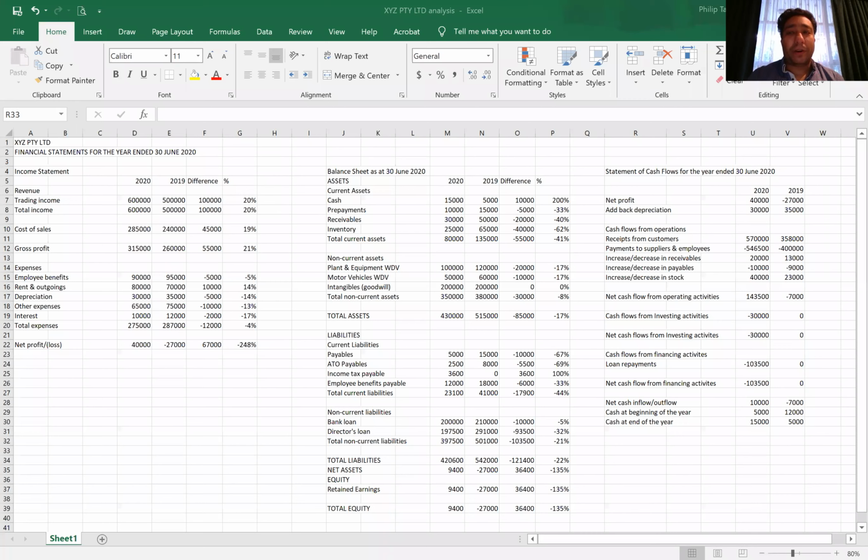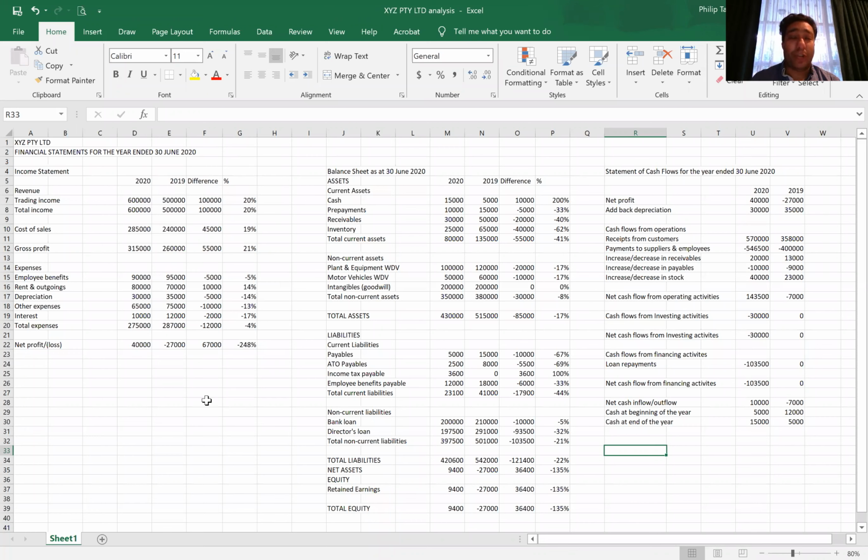Now, I'm going to share my screen and show you this Excel sheet. Now, I trust you can all see this screen. What we're looking at here is a company, XYZ Pty Ltd. We've got financial statements for the year ended 30th of June 2020, and we have some comparative figures for 2019. Now, there are a number of ways to analyze a set of financial statements.